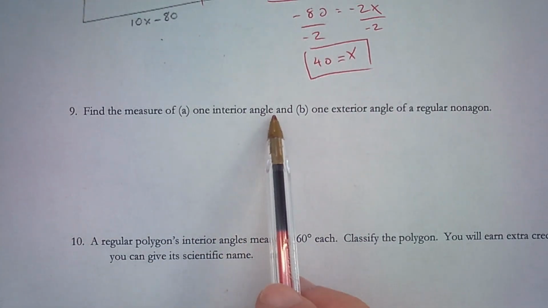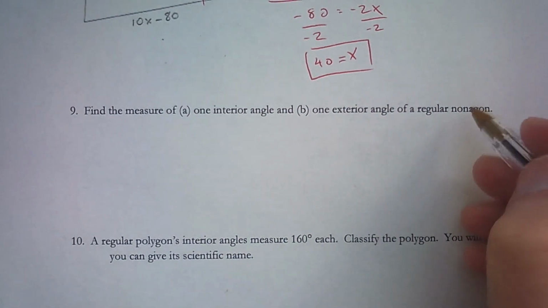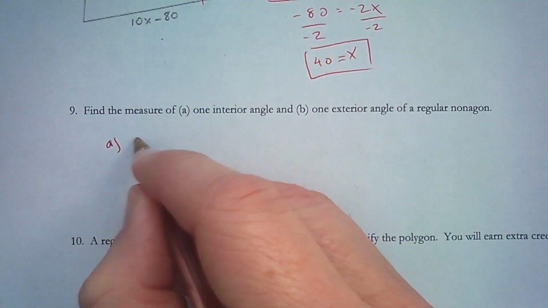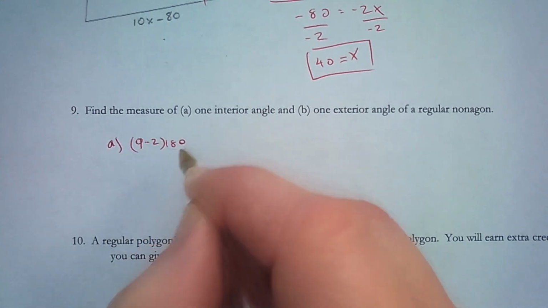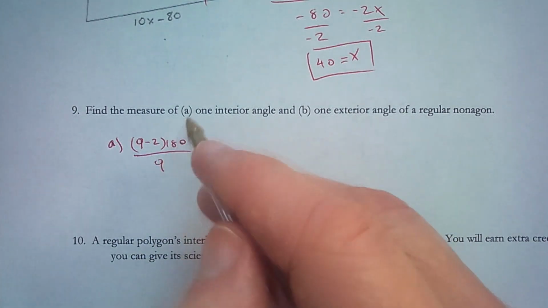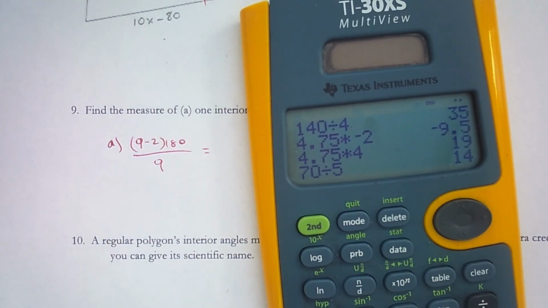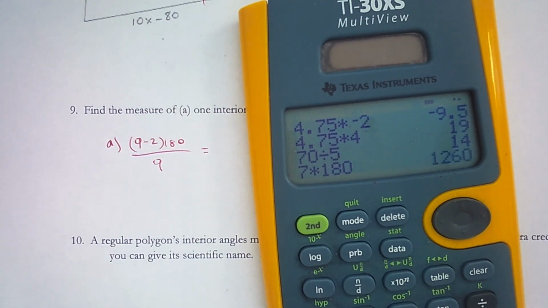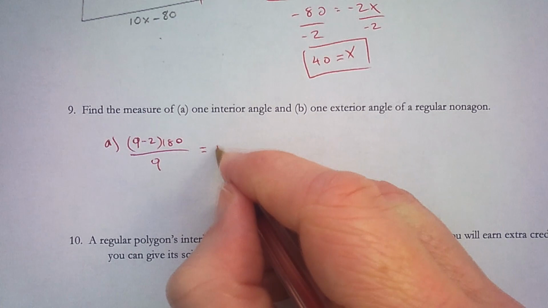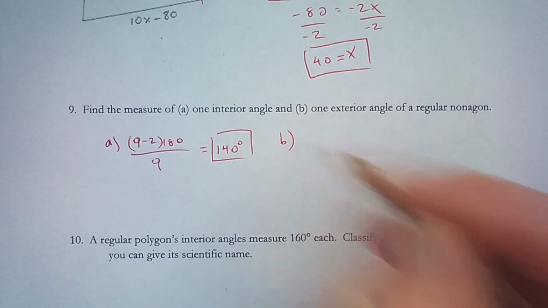Find the measure of one interior angle and one exterior angle of a regular nonagon. Nonagon has 9 sides, so I can do for A, 9 minus 2 times 180. That tells me how many total degrees, and divide by 9 because it's regular, and that will give me one interior angle. So 9 minus 2 is 7, so 7 times 180 divided by 9 is 140. So each angle of a regular nonagon is 140 degrees.